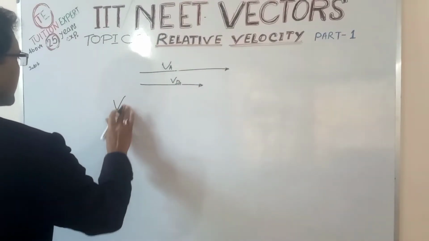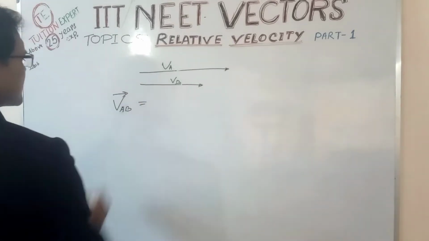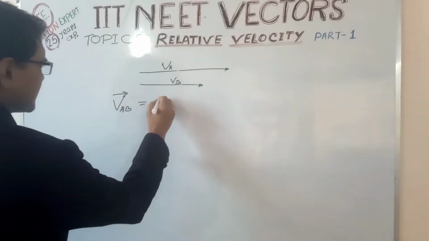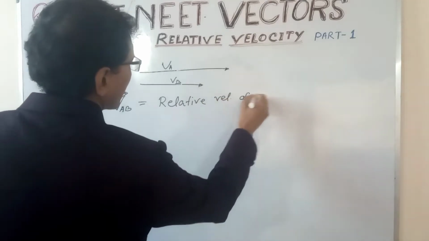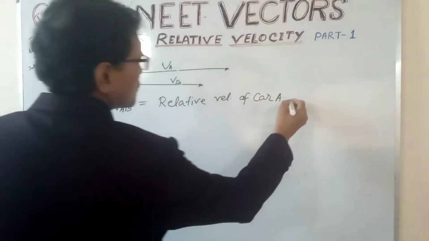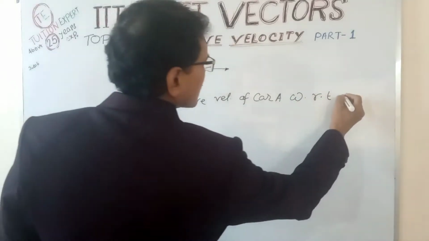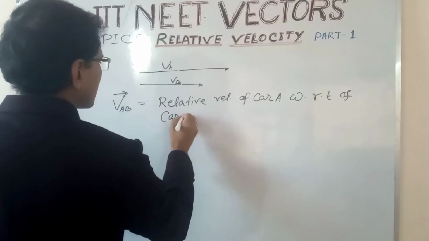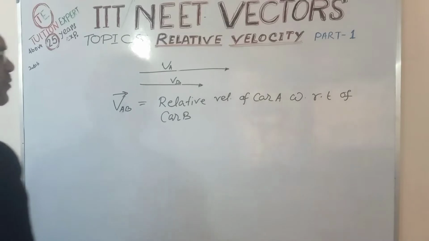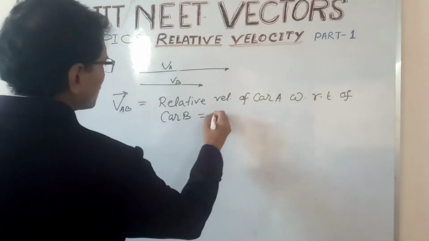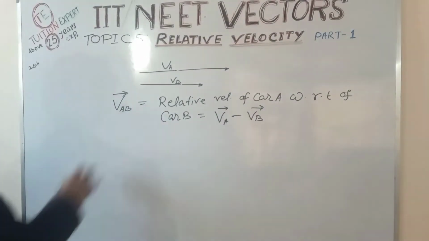Relative velocity is a vector quantity. So VAB is defined as follows. VAB means relative velocity of car A with respect to car B. Here we study it in this form: relative velocity of car A with respect to car B is equal to VA minus VB. This is the definition of VAB.